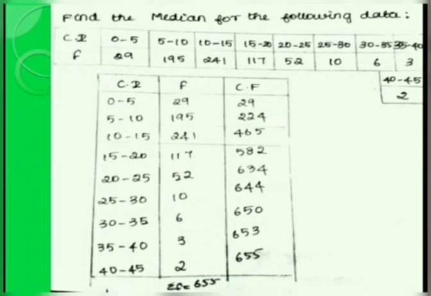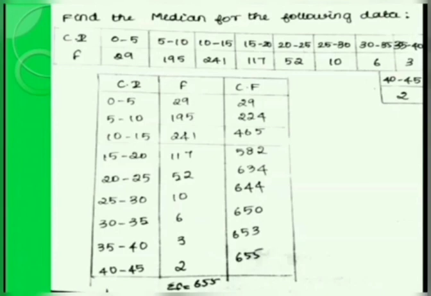Similarly, you add the first four values in frequency, you will get 582, then the first 5 values, you will get 634, and the first 6 values, you will get 644. Like that, if you add all the terms together, you will get cumulative frequency. After finding cumulative frequency, you have to find summation f, your total frequency, which is 655. So you can check your cumulative frequency's last value with your total frequency value.